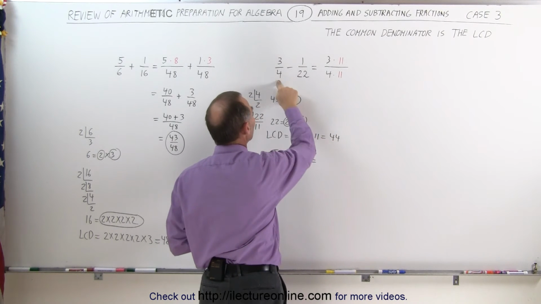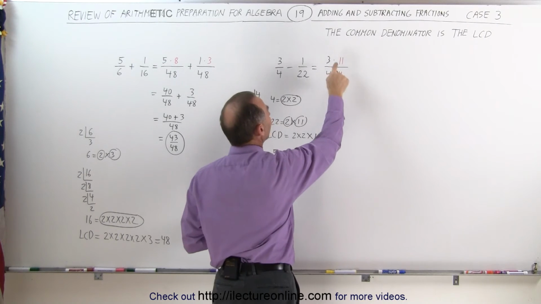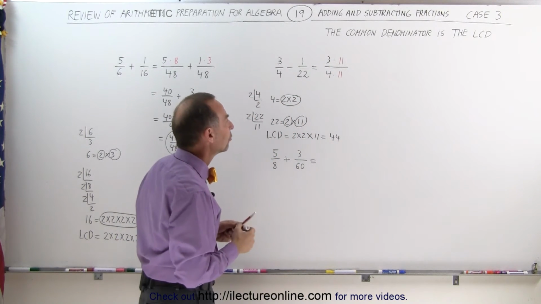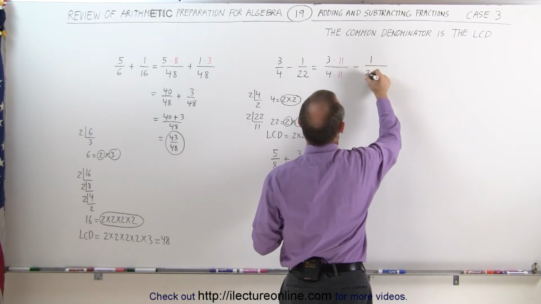And I realized that 4 times 11 will give me 44, which means I need to multiply the denominator times 11 and the numerator times 11. I'm doing the same thing in a slightly different way, just so you can see how this is done. Minus 1 over 22.